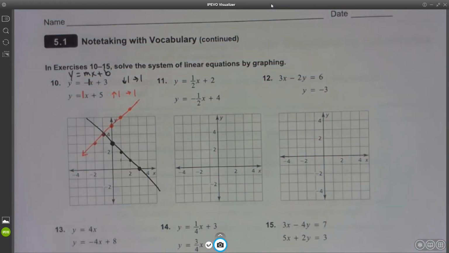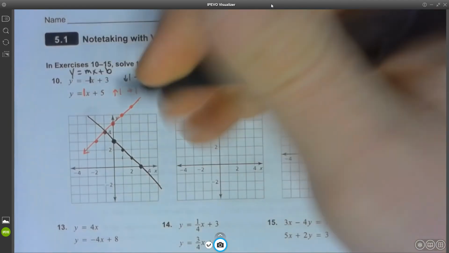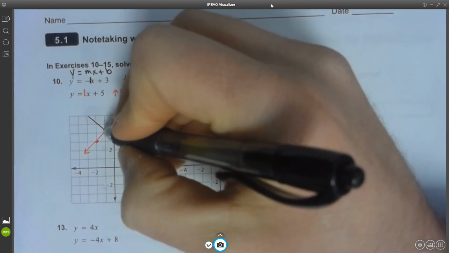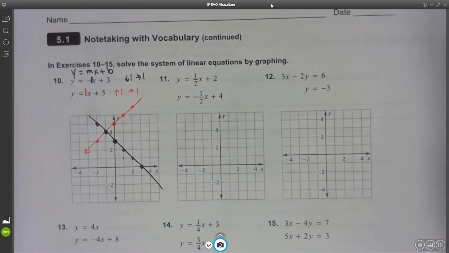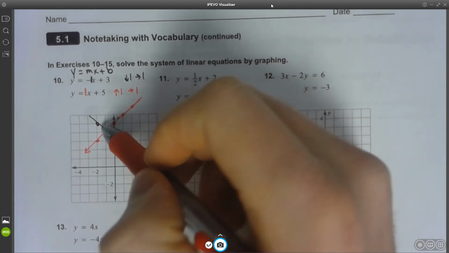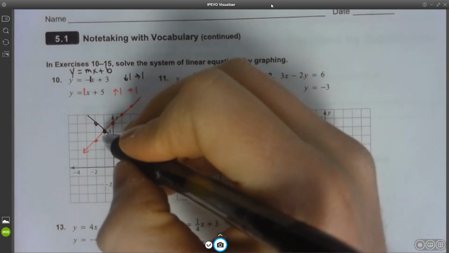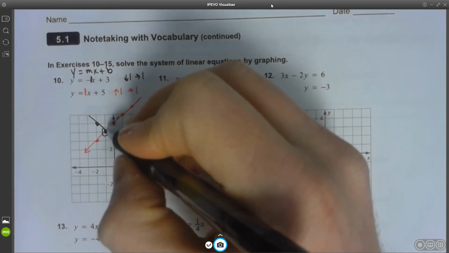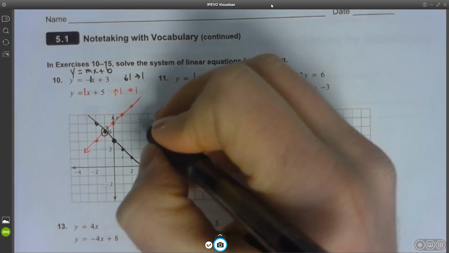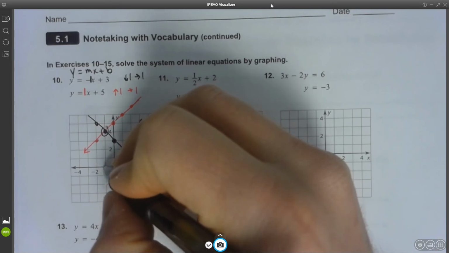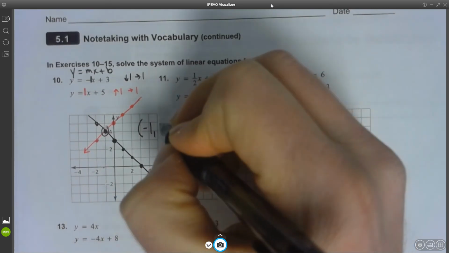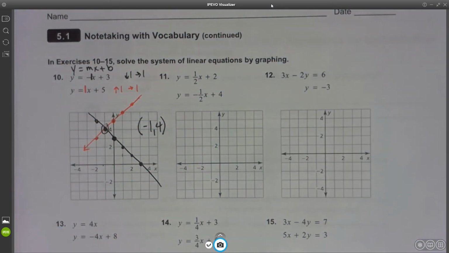Now, if you're doing these by hand, you want to make sure that you use the slope to make sure both of these lines are going to intersect at a point. Sometimes it'll be close to one. Use that slope to make sure they both contain the same point. So I can see right there is my intersection. So there's my solution, that point right there. That is at (-1, 4). So try number 11 and see how you do.